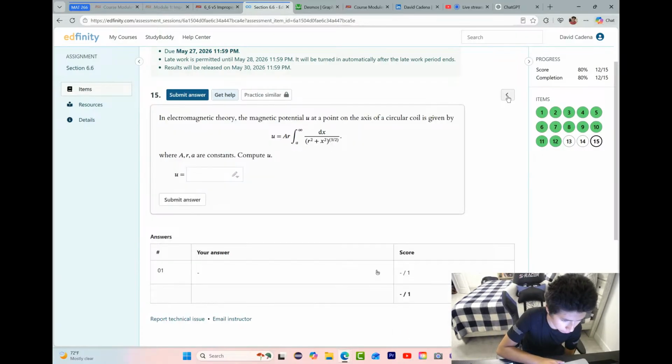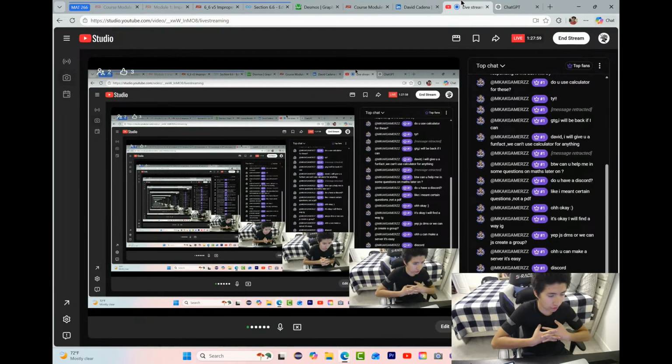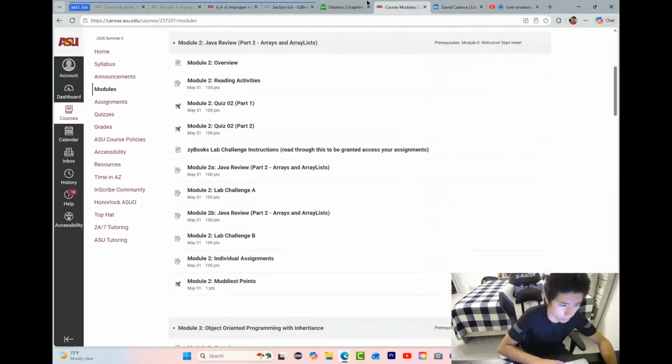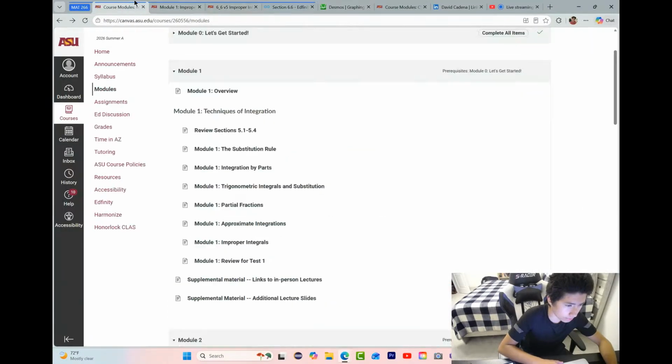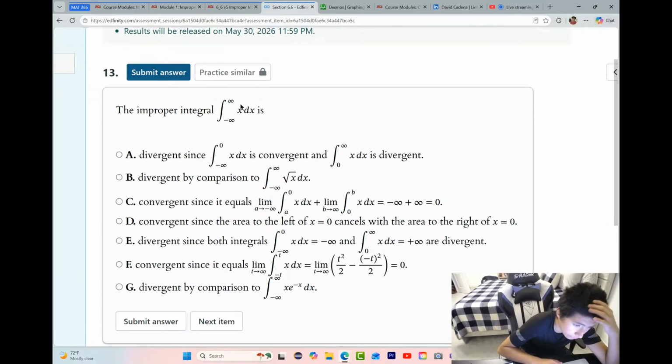Yo, electromagnetic theory. This is very cool physics, y'all. All right, let's finish this well. All right, I need to wake up. The improper integral from negative infinity to infinity, x dx, is 0. It's 0.